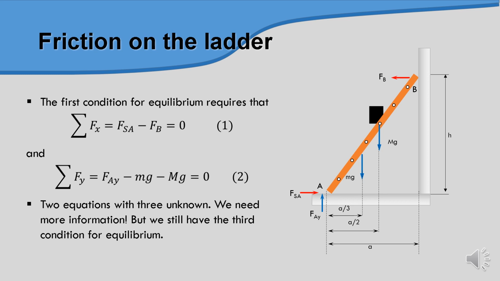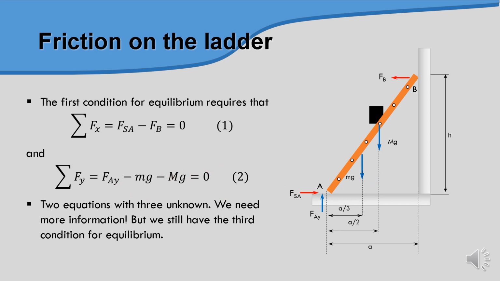So the first thing we need to highlight is the equilibrium condition of Fx equal to 0 and Fy equal to 0. In this case, for Fx, we have only the values of Fb and Fsa. Both values are about the same magnitude, different direction. For Fy, we have three arrows in blue color. So Fay positive, two values of blue color mg, and we minus these values and equal to 0.